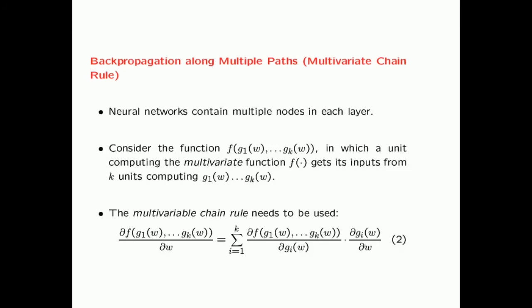But the multivariate chain rule is similar to the univariate chain rule. What you can do is compute the derivative of the function with respect to each gi and then multiply with the partial derivative of gi with respect to w. And then we aggregate it over all k nodes. So let's look at an example of the multivariate chain rule in action.